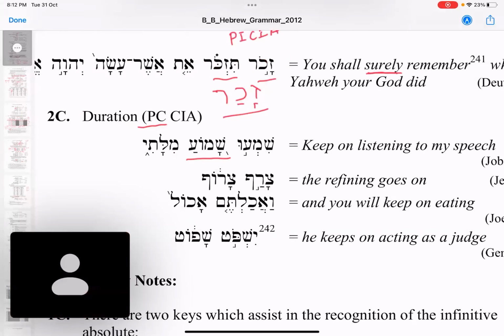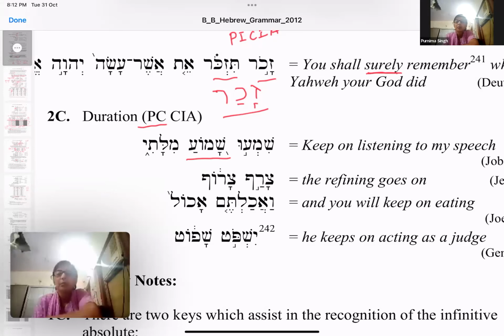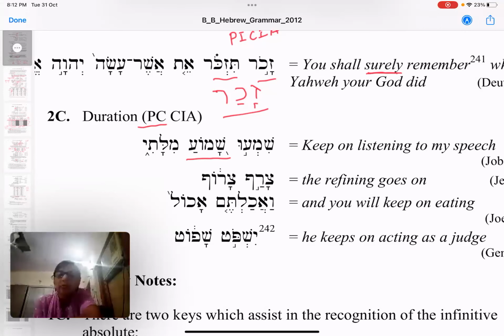Now here, what happens? This infinitive absolute occurs after the verb, after the finite verb. Shamoa shamoa. It denotes the time frame, that is, keep on listening to my speech. Keep on listening.